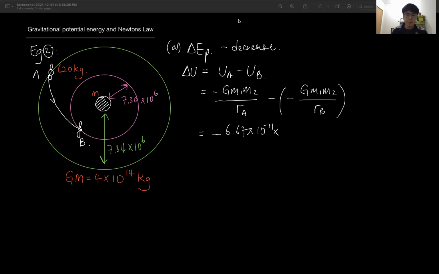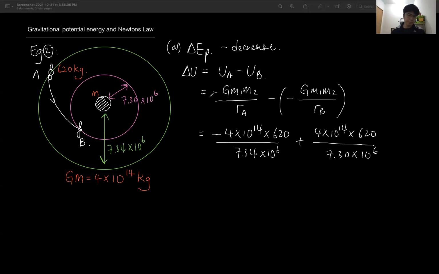times, sorry, 4 times 10 to the power of 14 over, plus 4 times 10 to the power of 14 over 7.30 times 10 to the 6. Okay, we get 1.85 times 10 to the power of 8 joules.